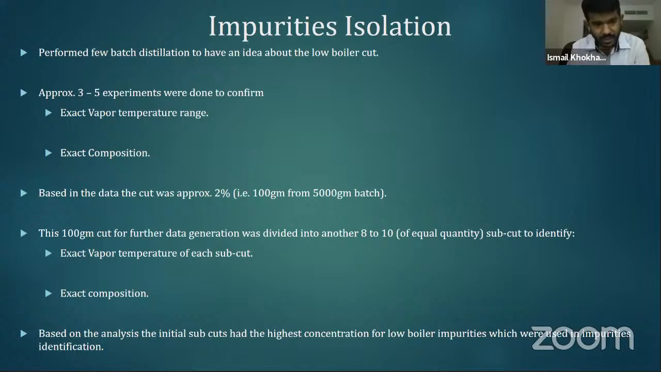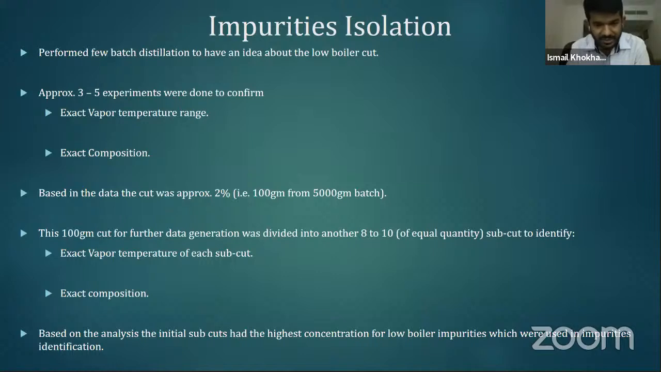So we did approximately 3 to 5 experiments to know initially what is the exact temperature range of these impurities and the exact composition. Based on these 3 to 5 experiments, we came to an idea that approximately 2% of the cut was coming out as a first cut, the low boiler cut. So we took a batch of 5,000 grams, and approximately 100 grams was the first cut.